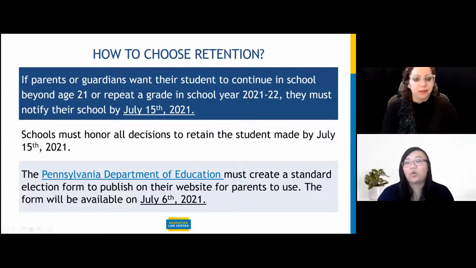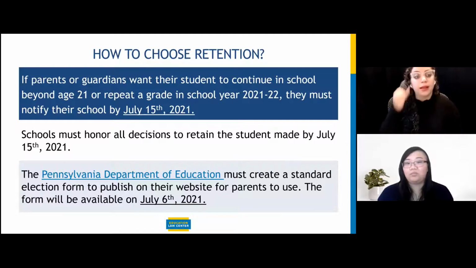So how do you make that choice to have students retained in the same grade in the 2021-22 school year? Parents or guardians of students under age 18 must notify their school that they want to opt for this election by July 15th, 2021. Students over the age of 18 have the right to make this choice themselves, and they must do so by July 15th. This decision must be made to your student's school.